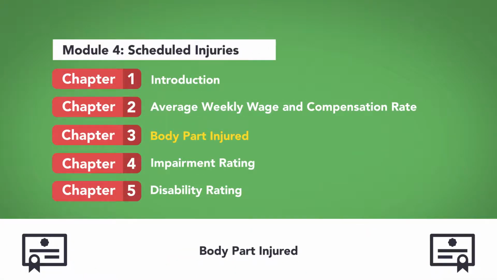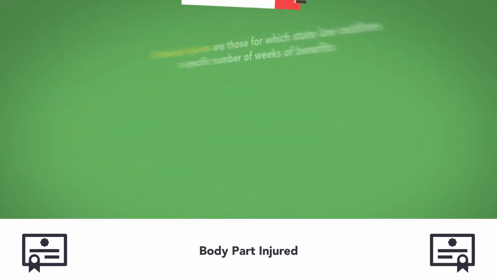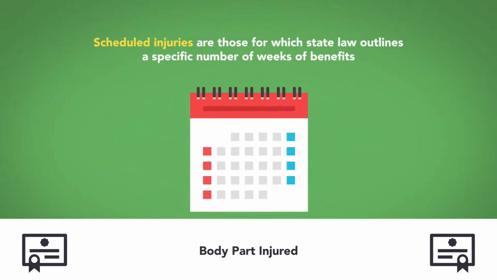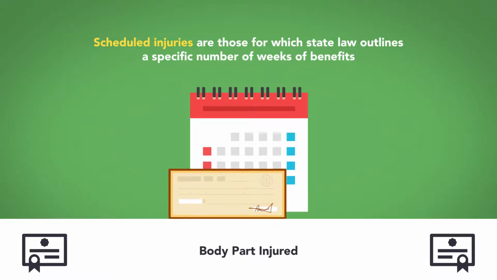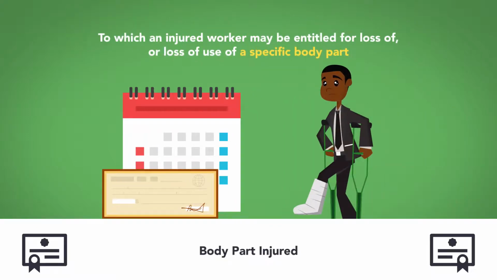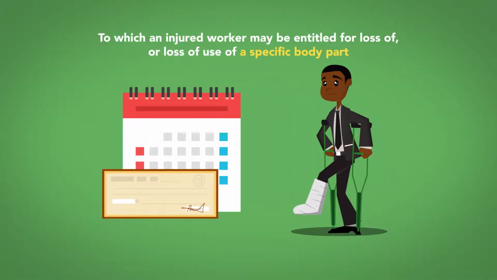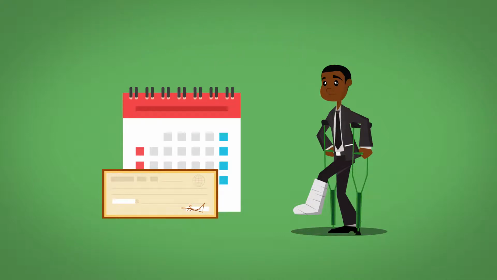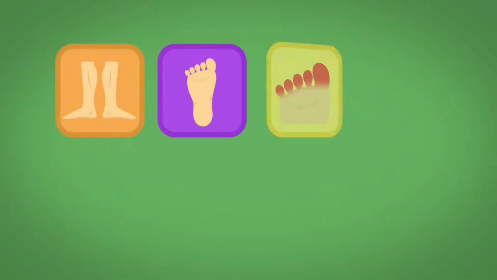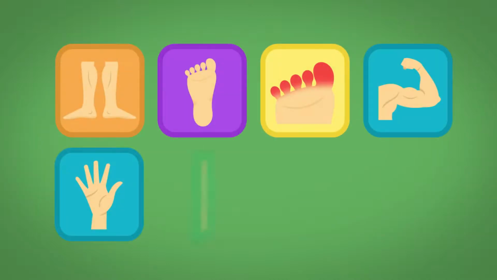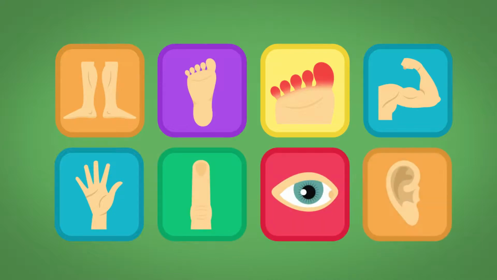As stated earlier, scheduled injuries are those for which state law outlines a specific number of weeks of benefits to which an injured worker may be entitled for loss of, or loss of use of, a specific body part. Usually, scheduled injuries are limited to extremities such as legs, feet, toes, arms, hands, fingers, eyes, and ears, and they appear in statutes as a table.